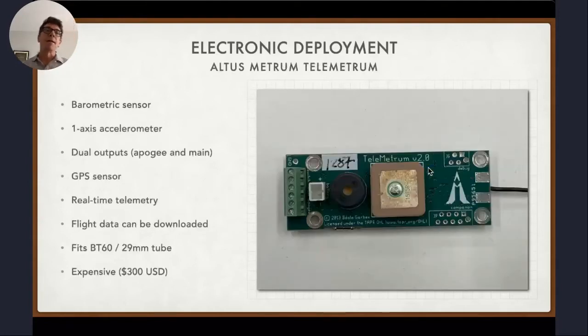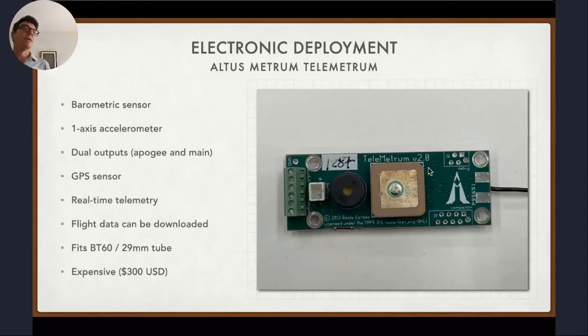Another unit that I've used a lot is the Altimeter set of products, so particularly the TeleMetrum, because now here you start to get some of the real nice benefits. It has a barometric sensor, of course. It also has an accelerometer, and it can use sensor fusion to detect more things about the flight. So you get a little bit more accurate staging and things like that. It has dual outputs only, so they have bigger versions of this that have 4 outputs, but this one has 2 outputs. It has a GPS sensor.